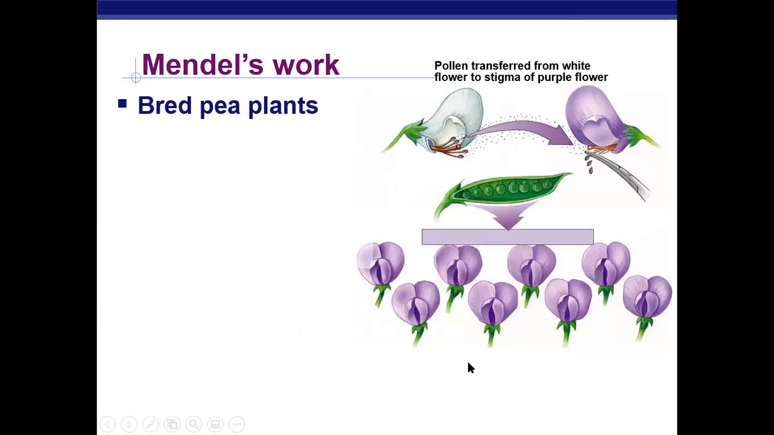So he bred pea plants. The good thing about pea plants is you're working with a very small genome. And the other good thing about pea plants is that if you cross for only one trait, which is what's going to be important in Mendel's work, you are clearly going to see the results. So how did he breed pea plants?